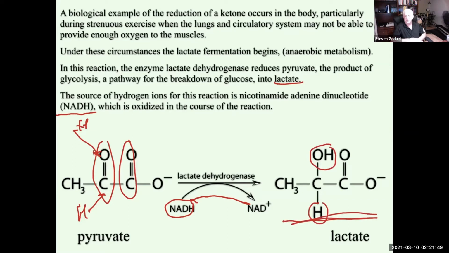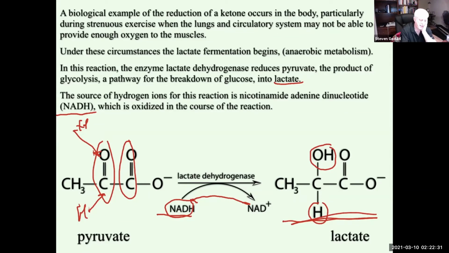You ever have muscle cramps? You ever been exercising and all of a sudden you just can't go any further? Muscles cramp up, that's lactic acid buildup. The lactic acid builds up and says you're doing anaerobic metabolism, you just can't do any more. There's just not enough oxygen left over. The lactic acid starts to cramp up your muscles and slow your body down so you can catch back up again. That's a biological example of reduction, like the hydrogenation we've been doing. We're adding hydrogen across a double bond, but we're using NADH as our hydrogen donor.